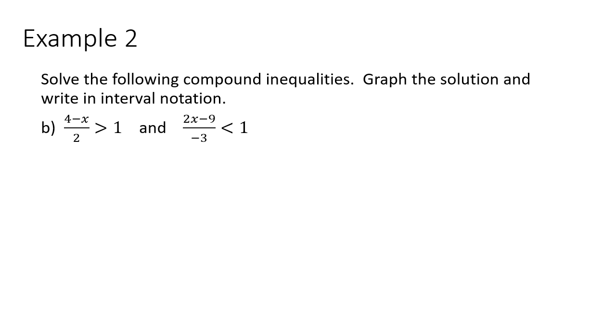So let's take a look at another "and" compound inequality, and try pausing the video here and see if you can find the solution to part B of example 2. Okay, so once again, the first step is always to solve the simple linear inequalities individually. So for the one on the left, if we multiply both sides by 2, we don't flip the direction because we multiplied by a positive number.